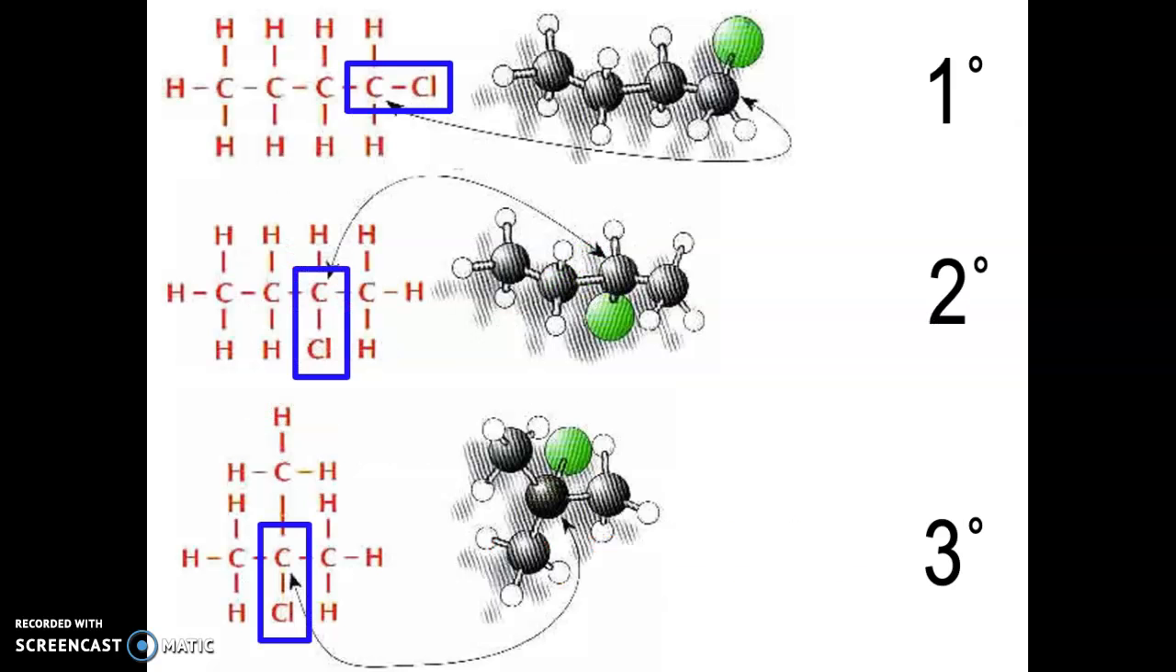So once again, there's your short summary. Classifying, whether it be alcohols or haloalkanes, is very similar in that you just need to identify the functional group and then count the number of adjacent carbon atoms.